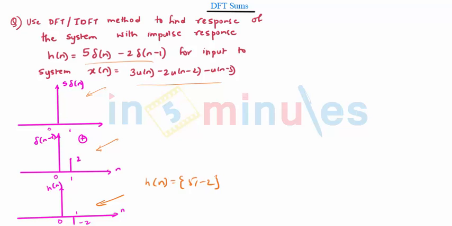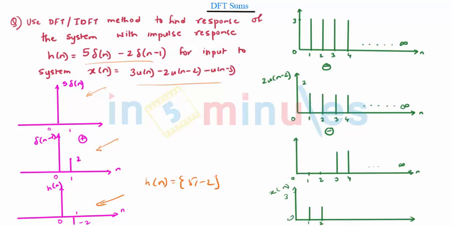Now for x of n, we have first 3u of n, that is this graph. Then 2u of n minus 2, that would be this graph, and again minus u of n minus 3, that is this graph. So finally we get x of n as this. That would be x of n is equivalent to 3, 1, 1.